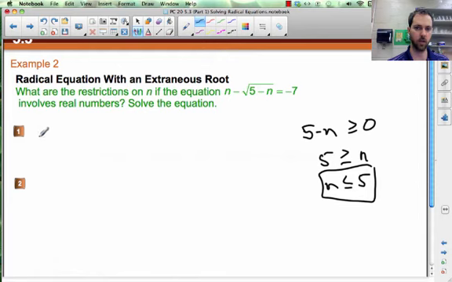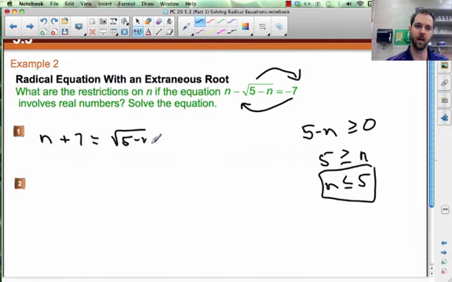Now let's solve the equation. So again, let's isolate the radical. I'm going to move it over to the other side and make it positive. And I'm going to move the 7 over here and make it positive. So we get n plus 7 equals root 5 minus n.